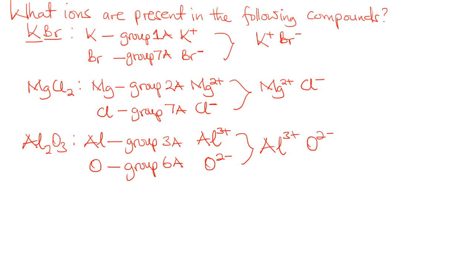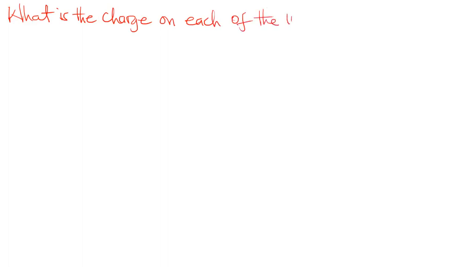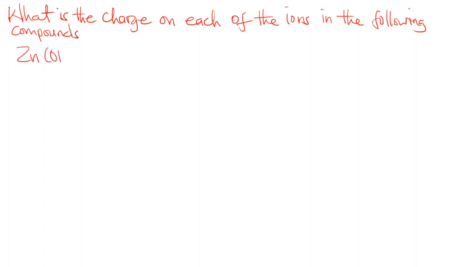Let's go to the second question. What is the charge on each of the ions in the following compounds? Now here we have Zn(OH)2.